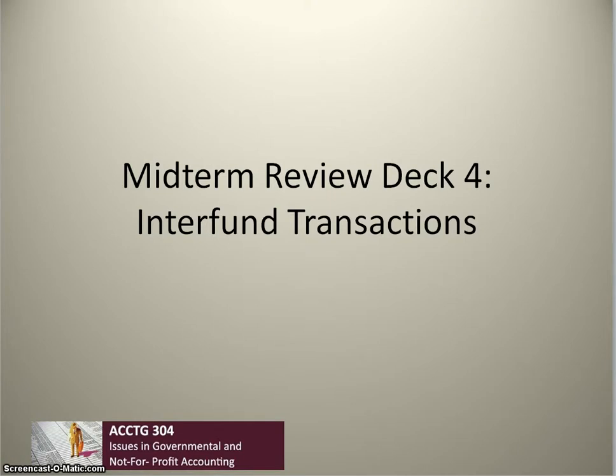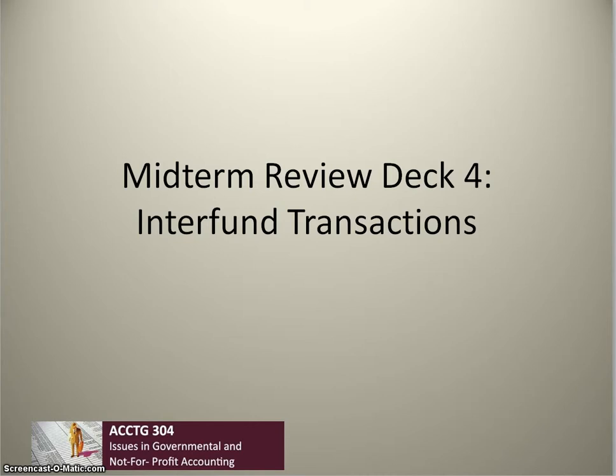Hi everybody. This PowerPoint demonstrates different types of interfund transactions through a series of examples. Remember, there are three major types of interfund transactions. The first, a reciprocal exchange, is when one fund purchases goods or services from another fund. In general, the purchasing fund would record the purchase as an expenditure or an expense, and the selling fund would record the purchase as a revenue.